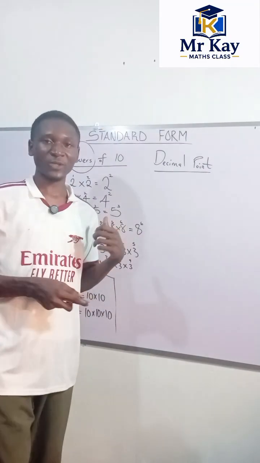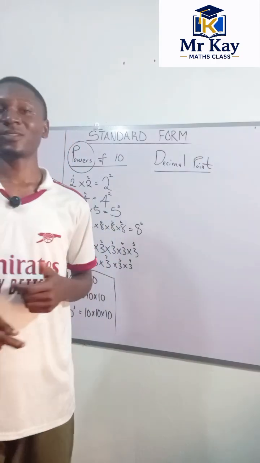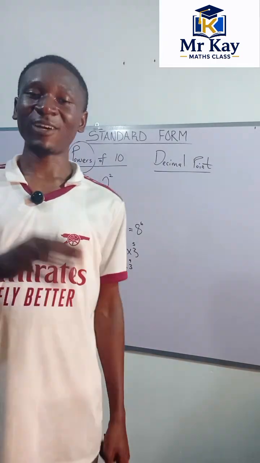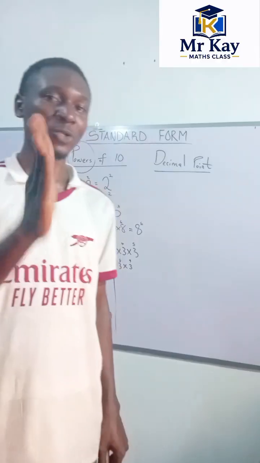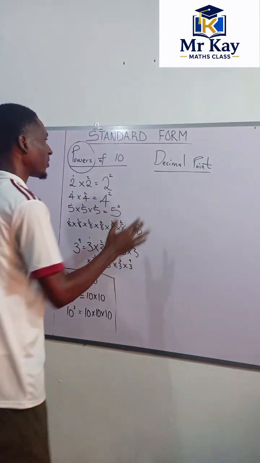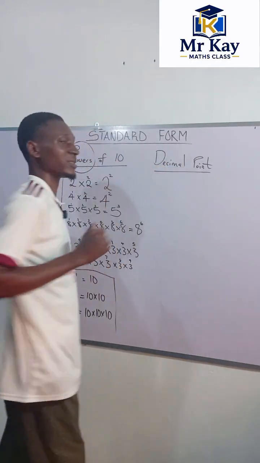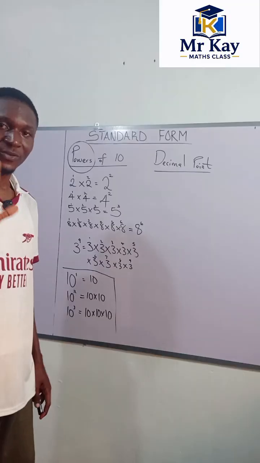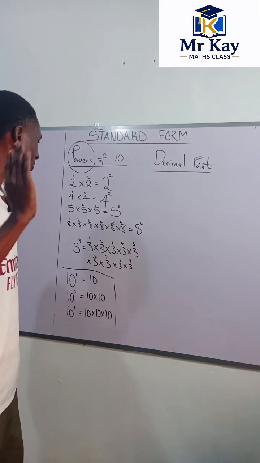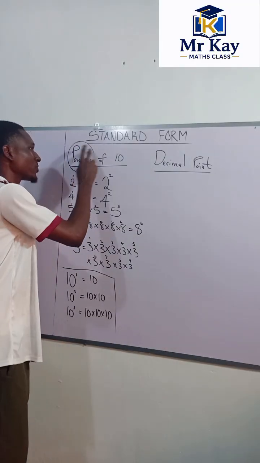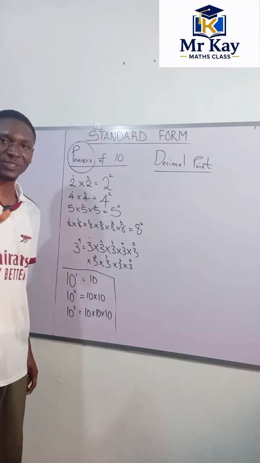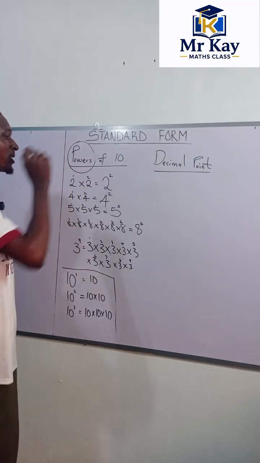Did you follow me up to this point? If you did, that means you have finished. In fact, you have successfully mastered half of what you need. Now, what is left is for us to know about the decimal points. If you are fully sure of yourself that you have understood what the powers of 10 means, that means you are 50% qualified to solve standard form questions.